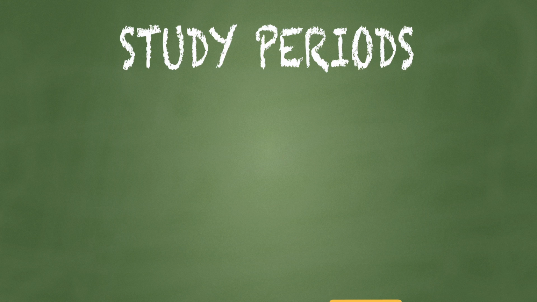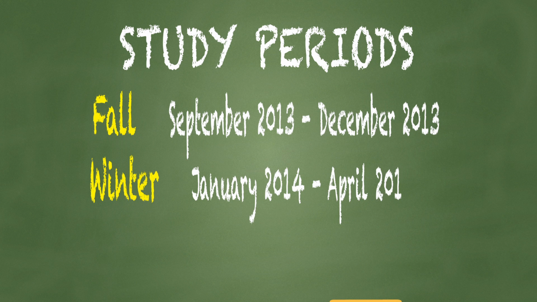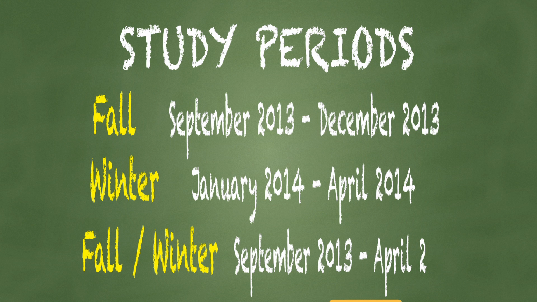When you're looking to update your financial information, what you want to do is fill out one of our 3 forms we have here at our office. We have a fall-only financial information change form, a winter-only financial information change form, and a fall and winter financial information change form. You would want to select the form which applies to the study period that you're currently studying.